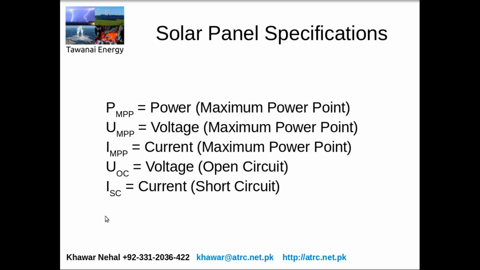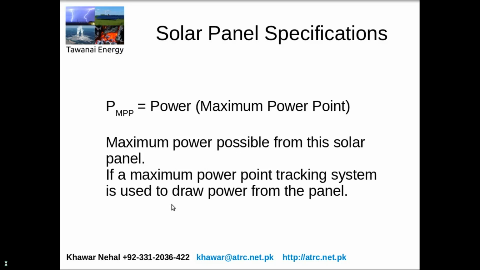Then in some cases, the solar panels might also have, other than UOC, IOC and USC. That means the voltage at short circuit, and also they might give you the current at open circuit, which would be written as IOC, and the voltage at short circuit would be written as USC similarly.